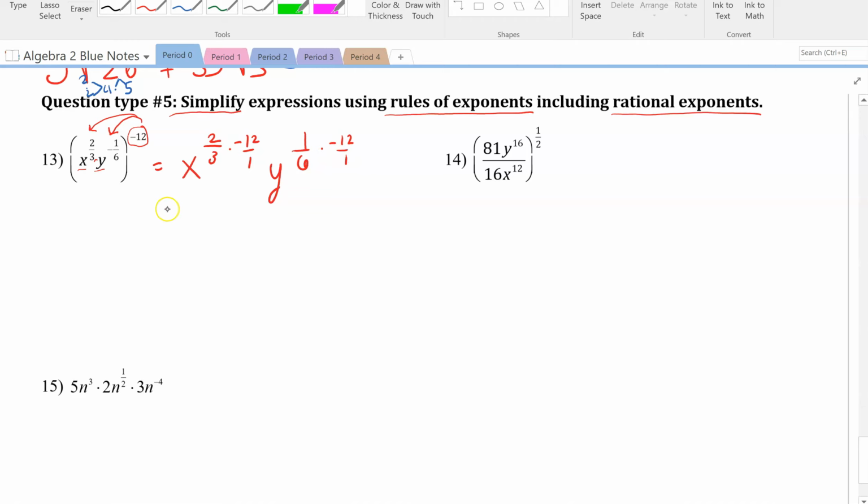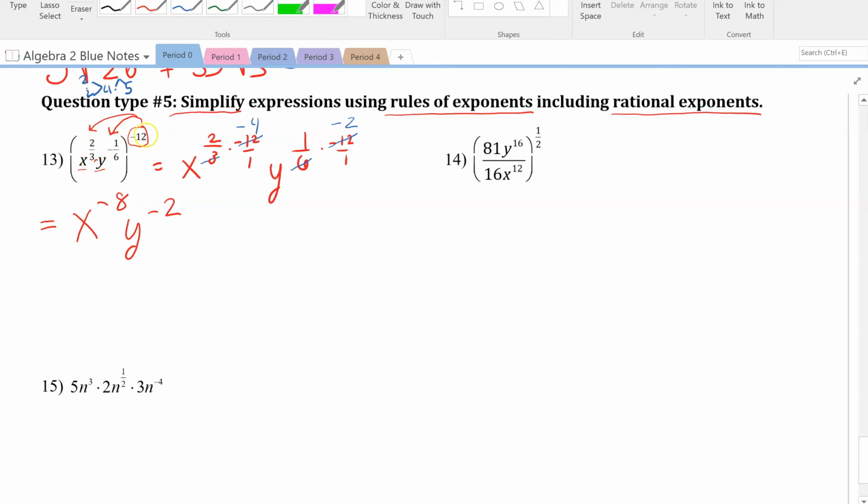And then when you multiply fractions, you just multiply straight across. Or you can cross cancel. So in this case, the 3 reduces with the negative 12 to leave a negative 4. 6 also reduces with the negative 12 to leave negative 2. And then I can multiply the 2 and the negative 4 here together for the x. So I get x to the negative 8 times y to the negative 2. So that's what the first thing was, just to multiply 2/3 by negative 12 and negative 1/6 by negative 12.